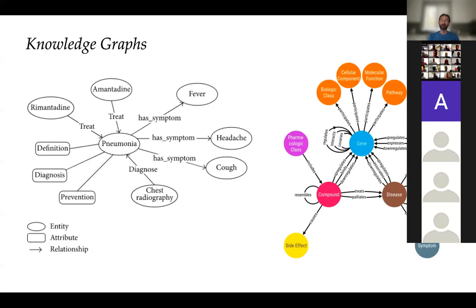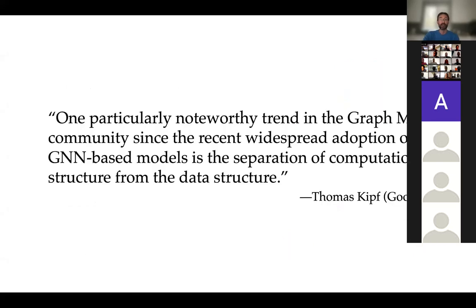Related to this is also the field of knowledge graphs, where I have these heterogeneous graphs, for example, that tell you relations between different objects, very common again in biological sciences and medical sciences. So here you can see, for example, a graph that describes different symptoms and treatment of pneumonia, and a biological graph on the right that relates different mechanisms of different diseases and drugs. So another interesting trend as well.